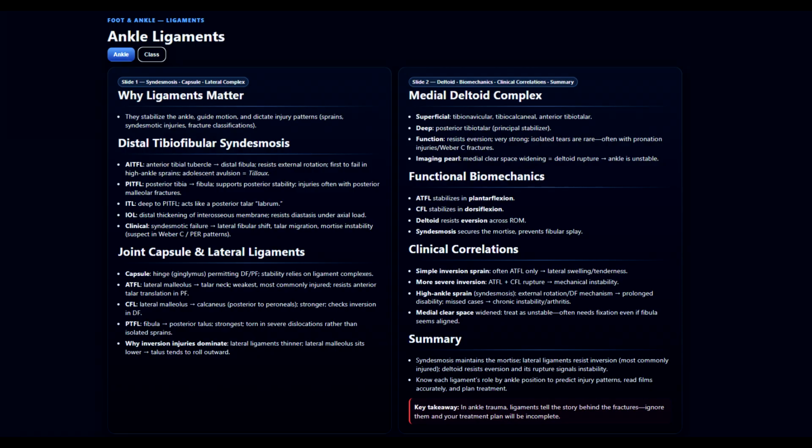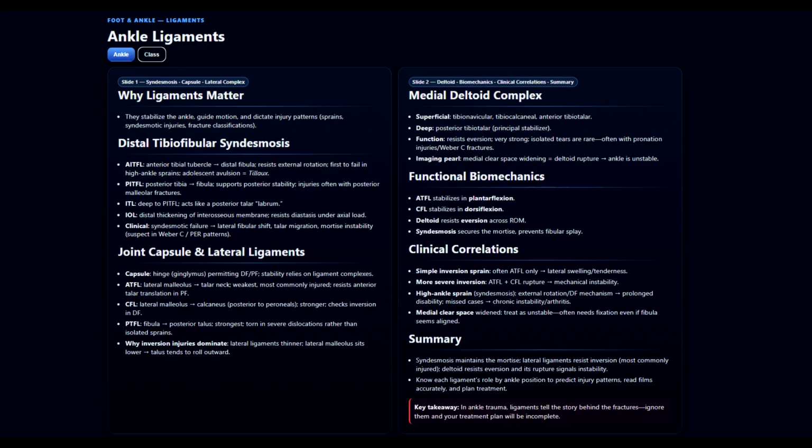The syndesmosis is the primary support of the ankle mortise. If torn, the fibula will displace laterally, and the talus will shift, producing instability. This is why syndesmotic injuries, high ankle sprains, are so disabling and require long recovery. In fractures, especially Weber C injuries or pronation external rotation patterns, syndesmotic disruption must always be suspected.